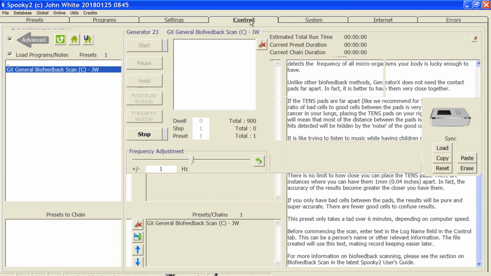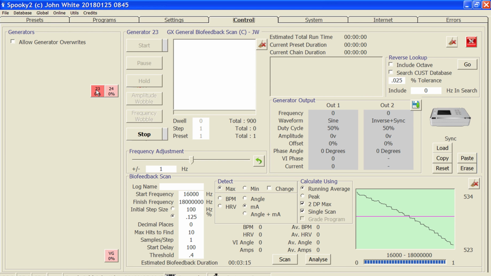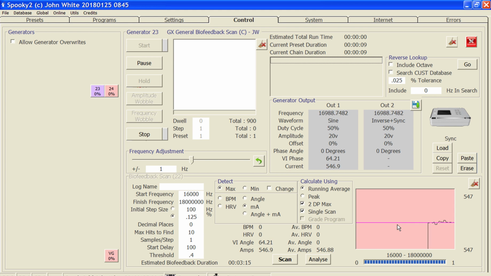If we go back to the control tab, we've already got the preset loaded because I ticked allow generator overrides and you clicked on the generator. We'll start the scan. Now, the scan is very fast. If you're used to using Spooky Pulse, you'll notice the change immediately. The graph just skims along. The estimated biofeedback duration here is 3 minutes. In reality, it's 6 minutes, or a little bit over that. This is just an estimate.